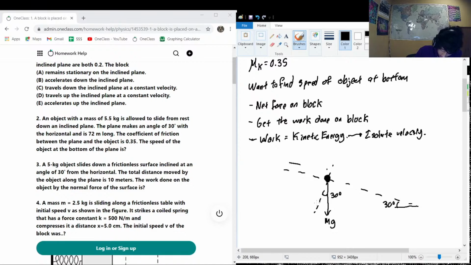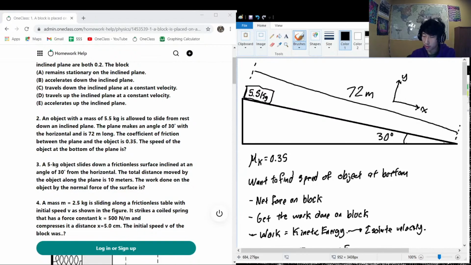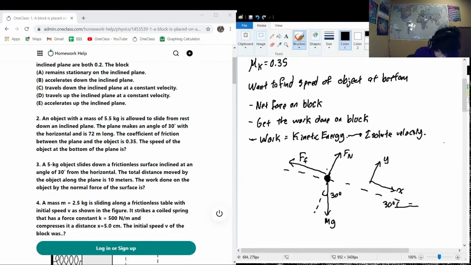Yeah, like that. And we have our force of friction like this, and we have a normal force like this. Y and X. Okay, so this is a free body diagram of our situation, but it's just not drawn on the ramp. So this is pretty much what the block is going to be like. These are the forces that the block is going to experience.